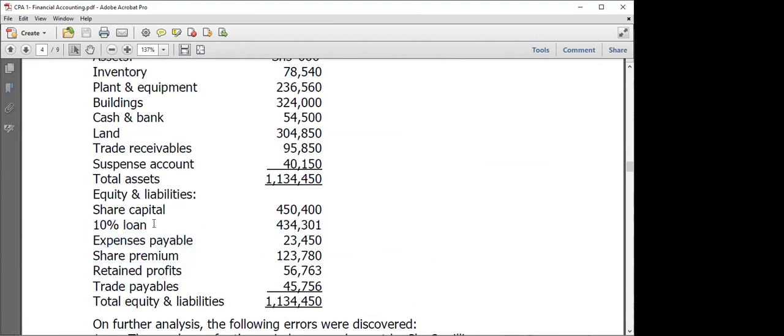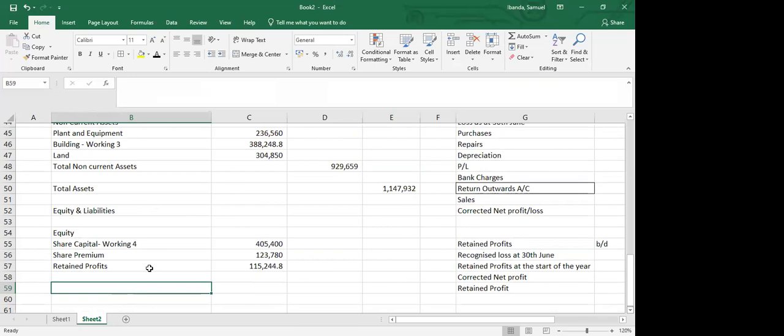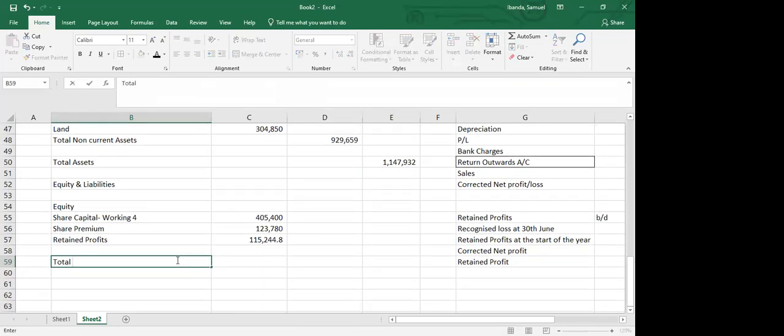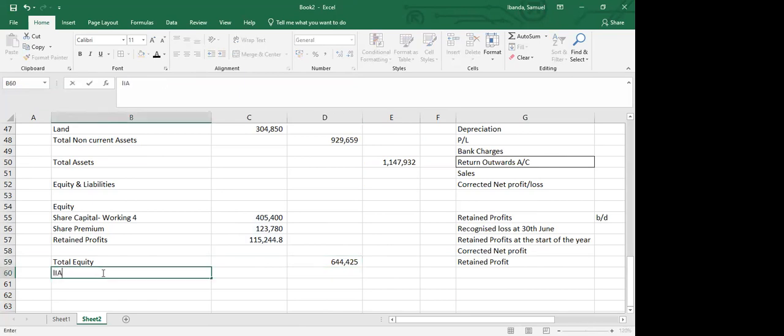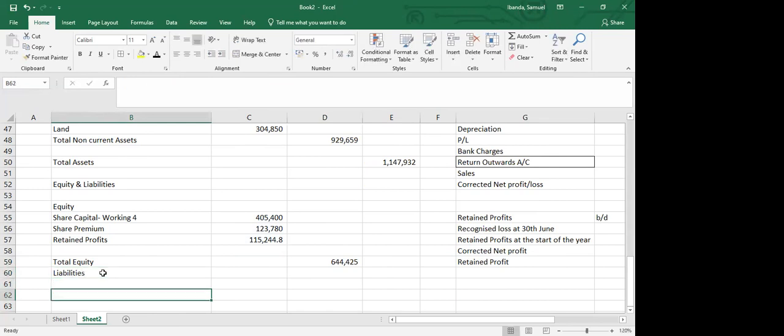So let me now look at my liabilities, this and this. We have a loan and trade payables. So what I'll do is my total equity. Then I'll go to my liabilities. You can also write headings just so you are a smart student. Since I started the same way with my assets, I'll start with my trade payables.